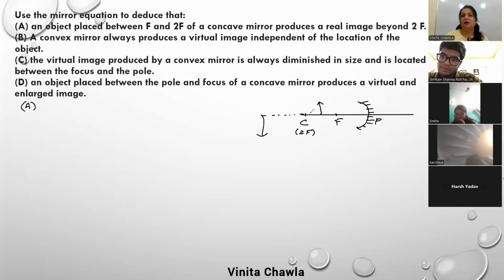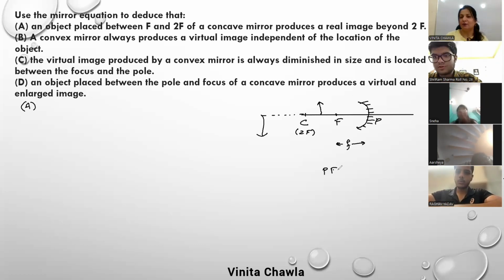See. First we will apply the mirror formula 1/v plus 1/u is 1/f. So see how to do it: from pole to focus we can take the focal length as small f, and we know that PF and FC are equal, right? So if PF is small f, then FC is also small f. And now we have placed an object between F and 2F, between focus and center of curvature. So we can say that this object is at a distance x from focus. So in this way, we can write the object distance.